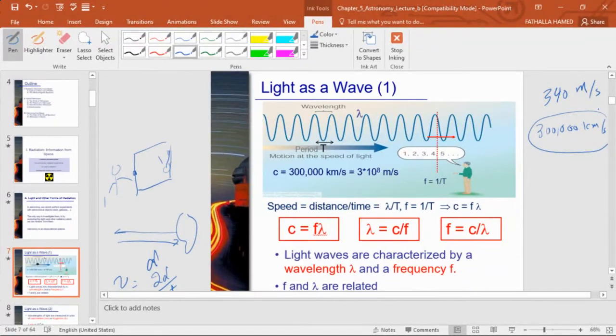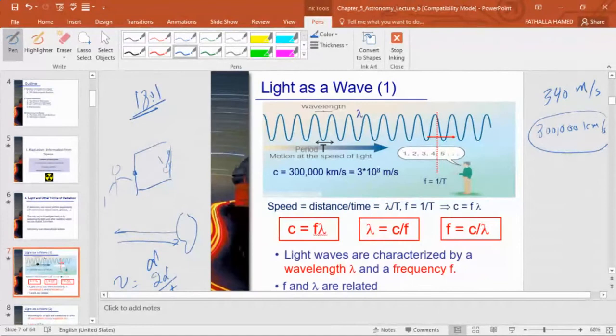In 1801, Young performed an experiment which we call the double slit experiment. In that experiment, there's something in light that we call diffraction of light, and he showed that light is behaving like waves. That's a smoking gun. That's evidence. So light is basically a form of energy. It is a wave. So it travels like waves. It has a very high speed.